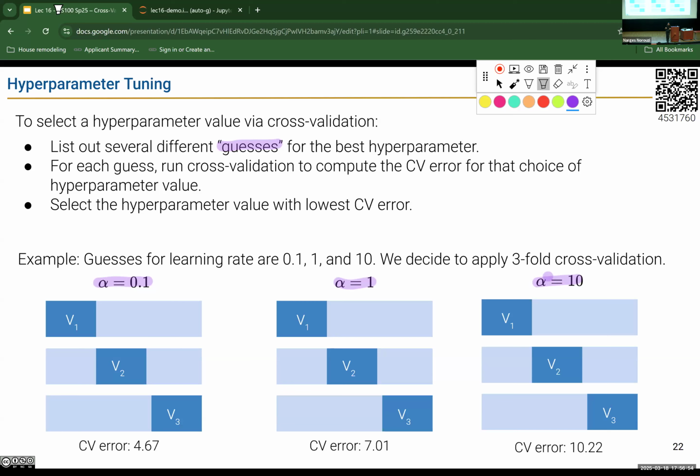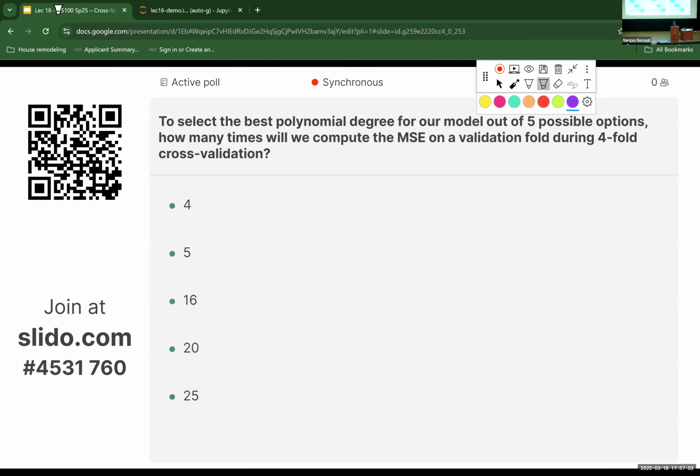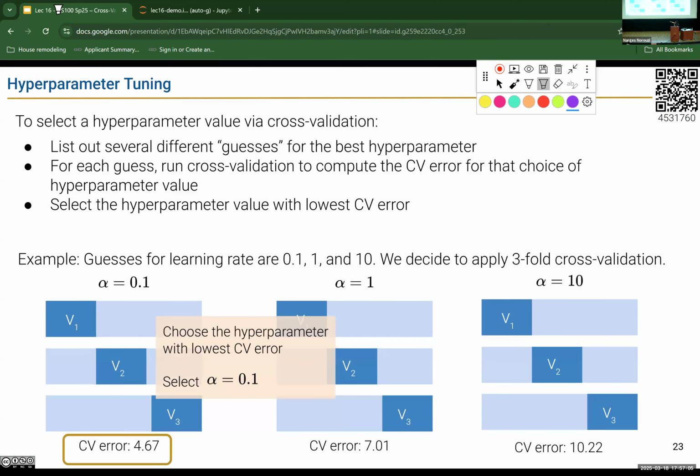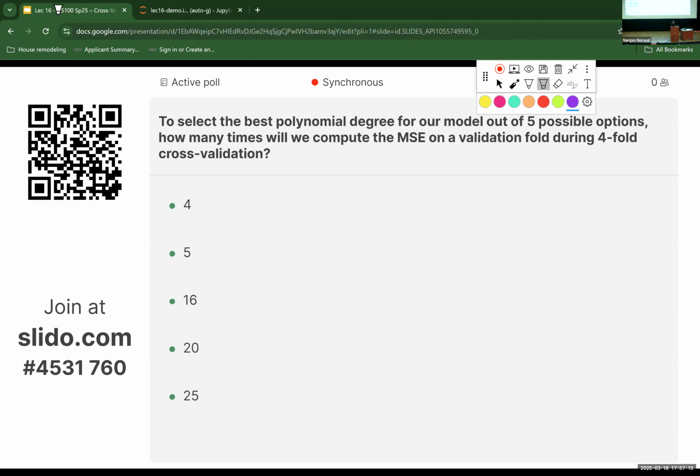But it has the benefit of at least systematically telling us how we can make sure that we do hyperparameter selection properly. Okay, I forgot to say, if I calculate all of those averages and those are cross-validation errors, we pick the hyperparameter that has the lowest cross-validation error, which in this case is alpha of 0.1.